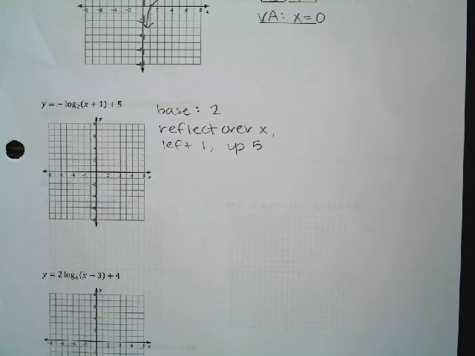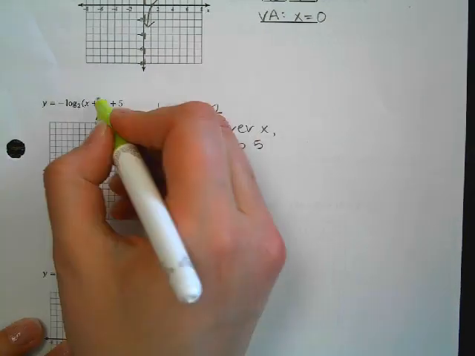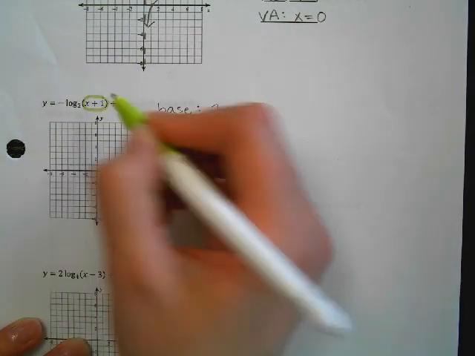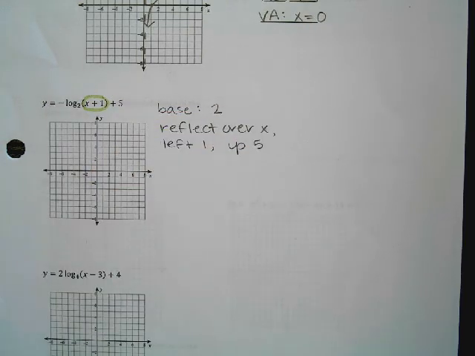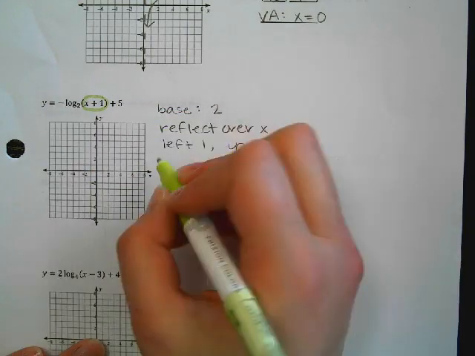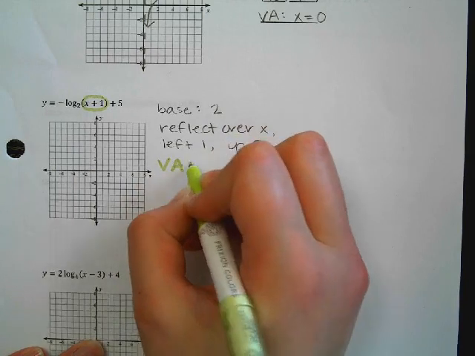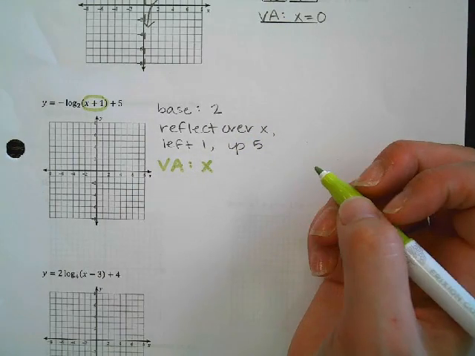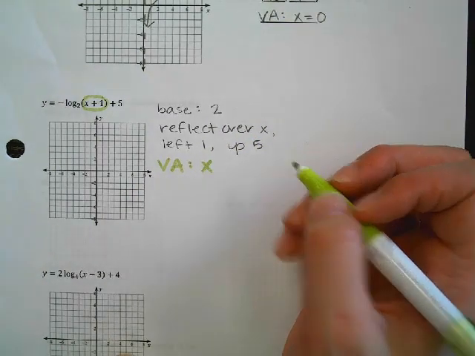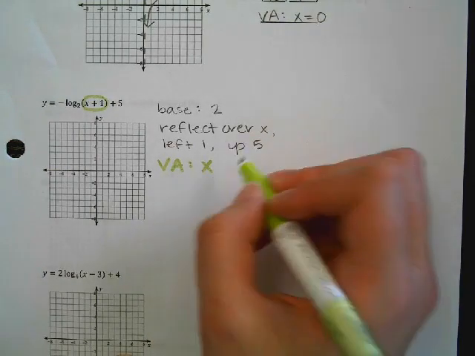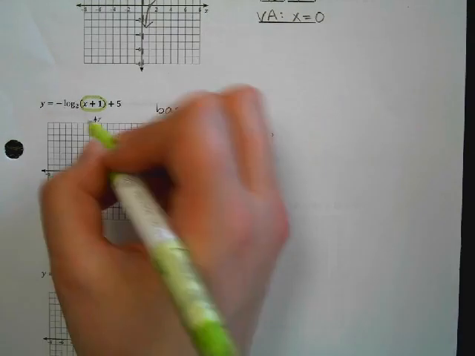And I can find the asymptote by looking inside the function this time. So horizontal asymptote we find by looking at the outside. Vertical asymptote we find by looking at the inside. And just like normal, when we look at the inside, we always do the opposite. So the vertical asymptote is x equals -1.